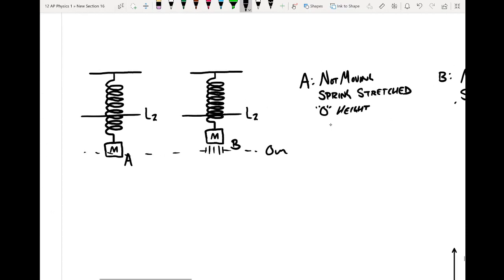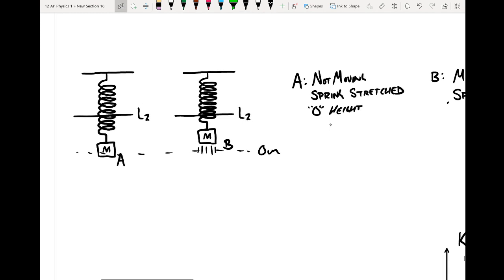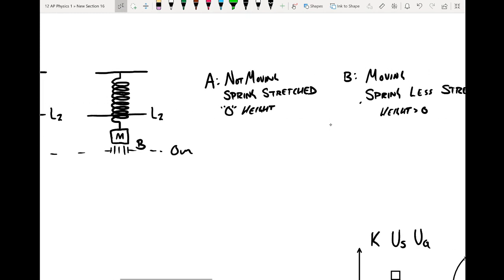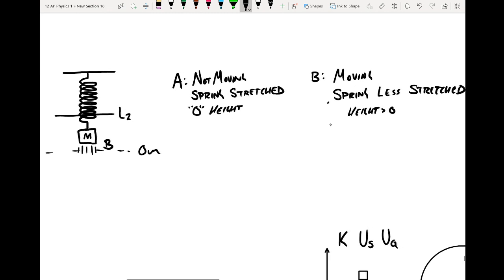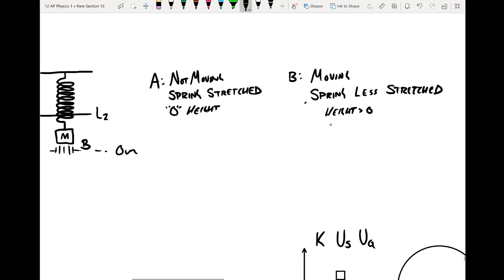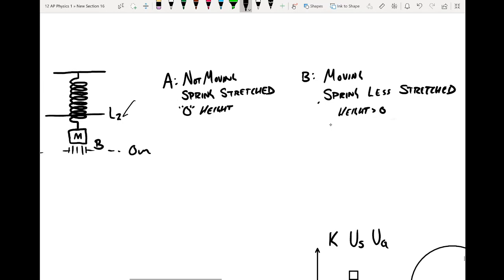At this position B that I'm marking, the second location that's below L2, our block is moving. The spring is less stretched than it was before, but we definitely still have some stretch of the spring. We're not at equilibrium. And our height is above 0 meters.